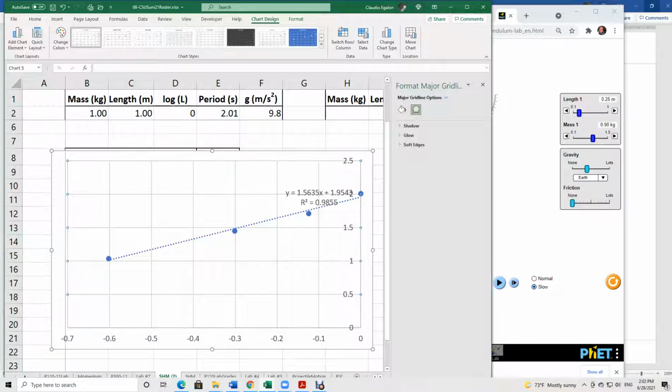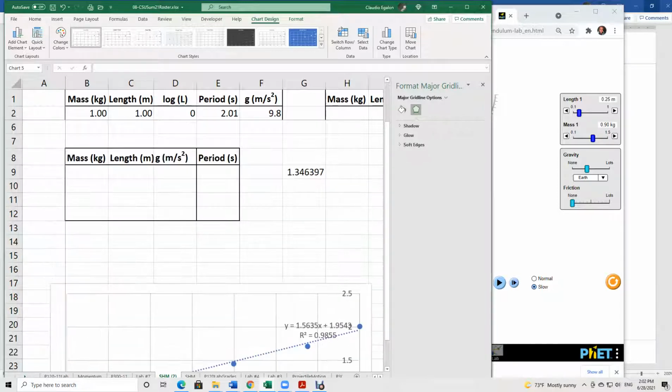This slope that you see right here, 1.56369, is related to the power that we have there in the length. Okay, that's a little secret that we teach students. Okay, let's move forward now to the next one.